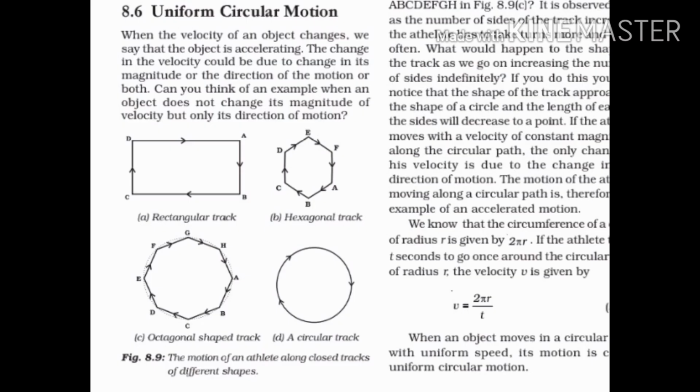So we can see on the right side, it is written that we know that the circumference of a circle of radius r is given by 2 pi r. If the athlete takes 80 seconds to go once round the circular path of radius r, then velocity is given by v is equal to 2 pi r upon t. Now how did this come out? We know that speed is equal to distance by time, and the distance is the whole circumference that has been covered in a circular motion. We know the circumference of a circle is 2 pi r, and that's how v equal to 2 pi r upon t came out.